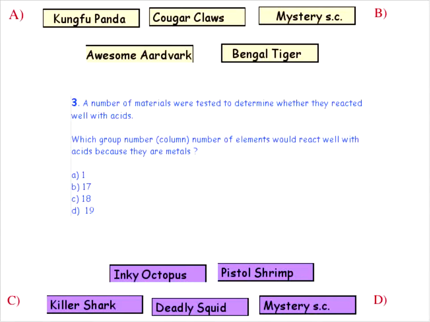Okay, so next question, guys. A number of materials were tested to determine whether they reacted with acids. Which group number or column number of elements would react well with acids because they are metals?